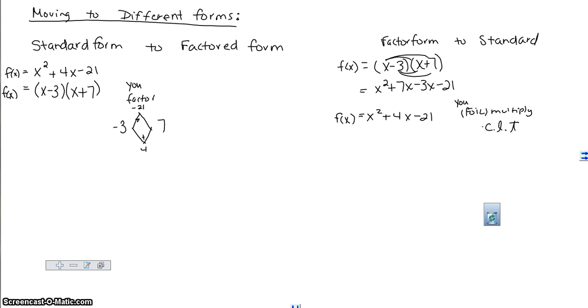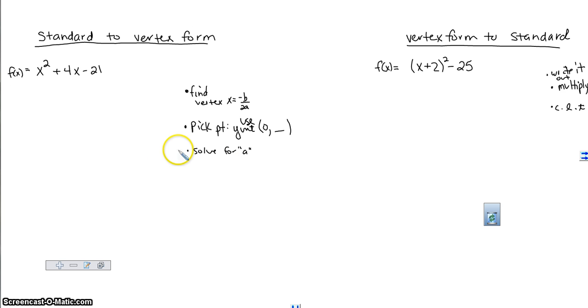Okay, let's look at the next one. We've already practiced this over and over and over again. Let's look at something a little different. What if we would go from standard to vertex form? Now we haven't done that one yet. Vertex form, you need to know what the vertex is. So that's what we're going to do first.